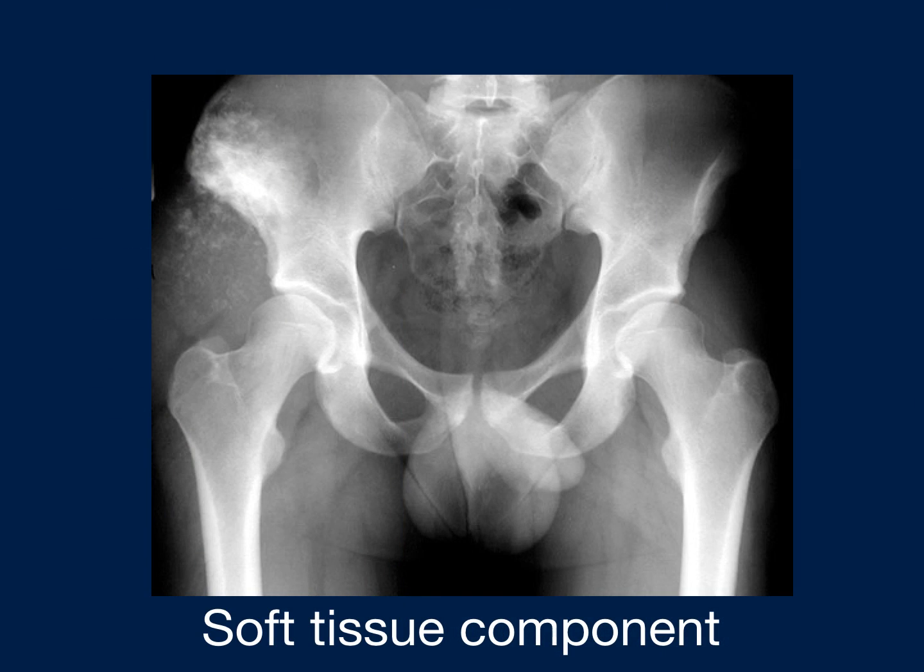Another thing that can help you determine that this is a malignant chondrosarcoma is when you see a soft tissue component. And this one shows cartilaginous matrix within the soft tissues adjacent to the pelvis.